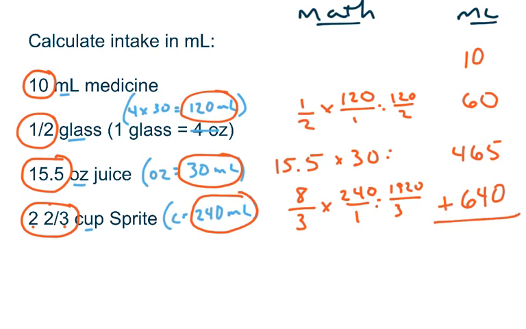Last one, all you're going to do is add everything up. So I have 640 plus 465 plus 60 plus 10. Assuming I typed it all correct, I have 1175 milliliters. So I hope that helps. Again, you can just pause it and try to work them through on your own. But I know I've been asked about this for a while, so I'm glad I could finally get it up there.